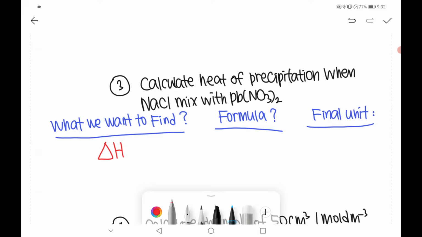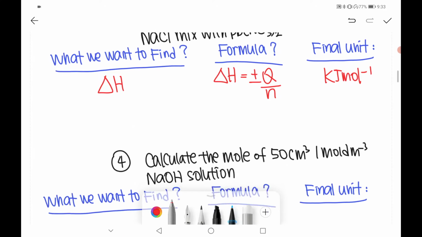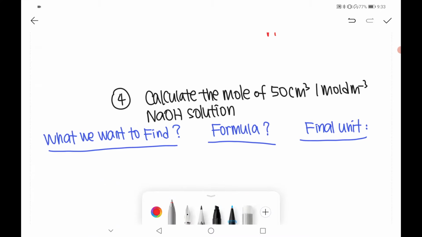What is the formula to find delta H? Delta H is equal to plus minus Q divided by n. What is the final unit? When you look for delta H, the final unit is kilojoule per mole. That's it. Let's continue a little bit more.